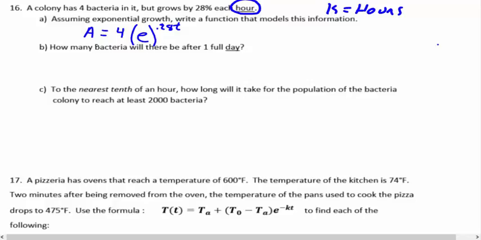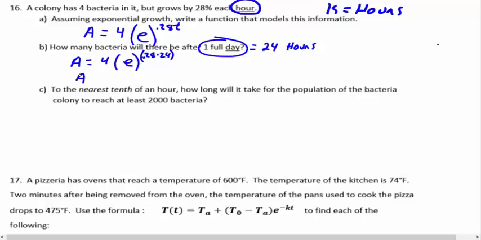We've done this before. How many bacteria will there be after 1 full day? Now, don't plug in a 1 for T, because remember, we are in hours here. 1 full day is 24 hours. So you need to plug in 24 for T. So it's going to be 4 e to the 0.28 times 24. And then just put that in your calculator. I did this ahead of time for you just to save you time. It's 3,315 bacteria, to the nearest bacteria.